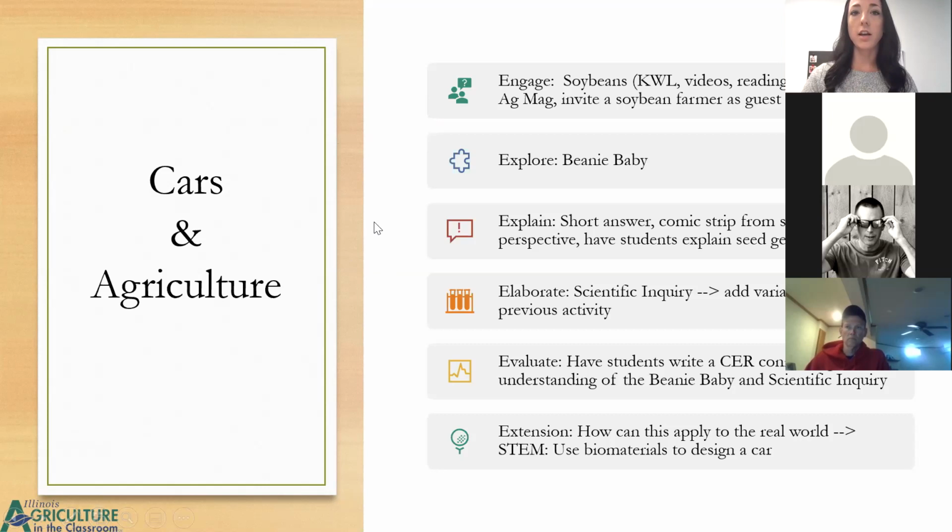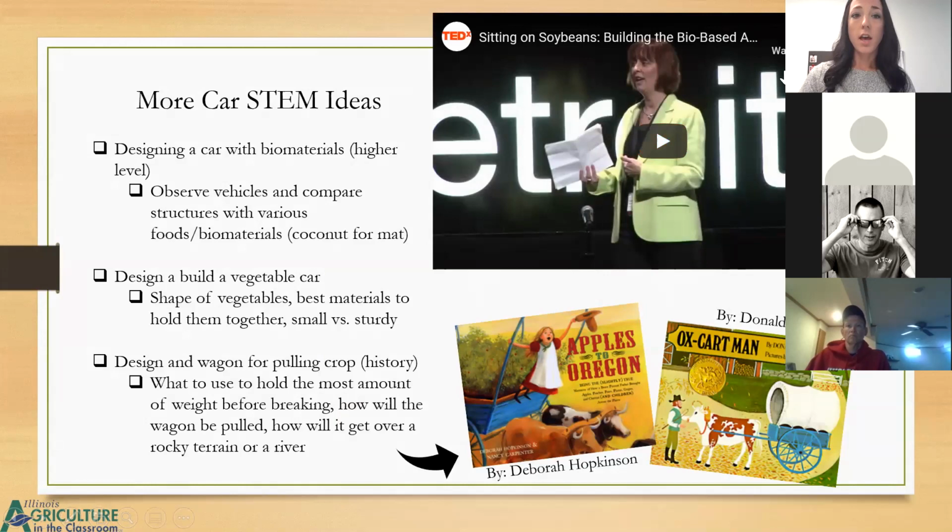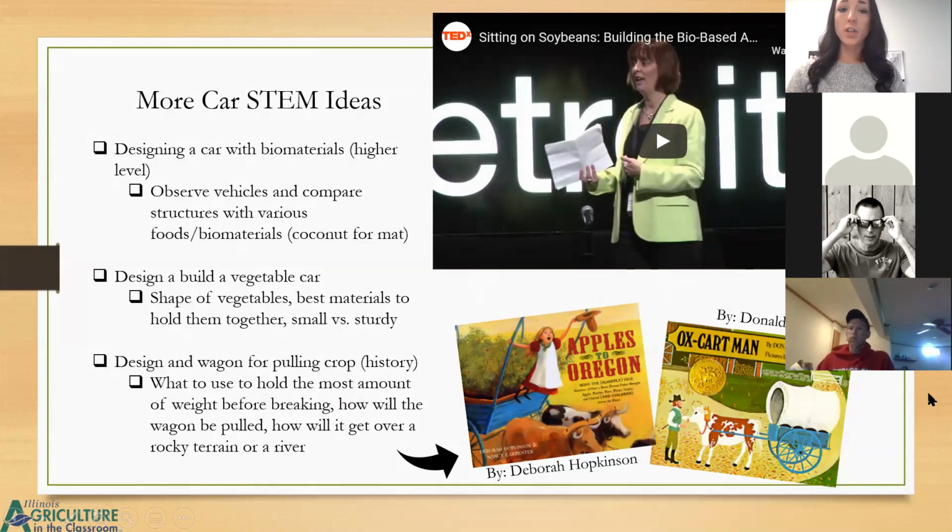So this would be a really cool one also for high school, but you could use biomaterials to design a car. And that idea comes from this TED Talk where she works for Ford, and she talks about how 10% of the cars that we have are made from plastic, and they're petroleum-based plastic, and it bothers her. And so her job is to come up with ideas on how we can use biomaterials to replace some of those petroleum-based plastics and other materials in the car.